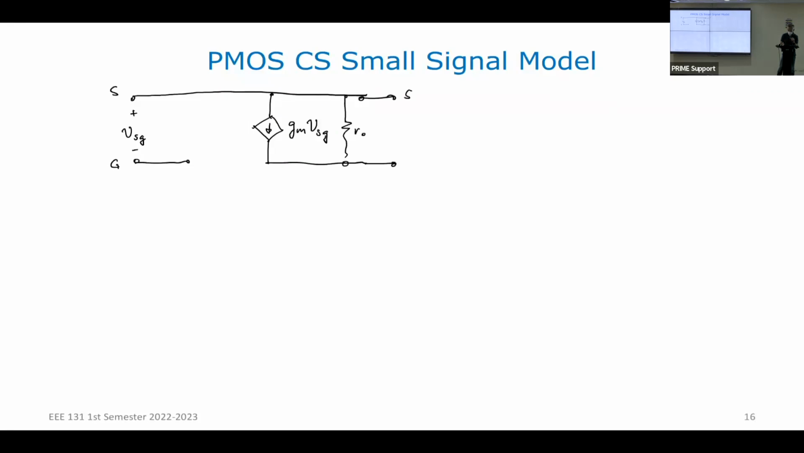So this is my source, this is my drain, and here I have VSD. That is my PMOS small signal model. Remember in PMOS, iniinvert natin yung mga subscripts. Imbis na VGS, VSG, imbis na VDS, VSD. Okay, anong gagawin ko ngayon?